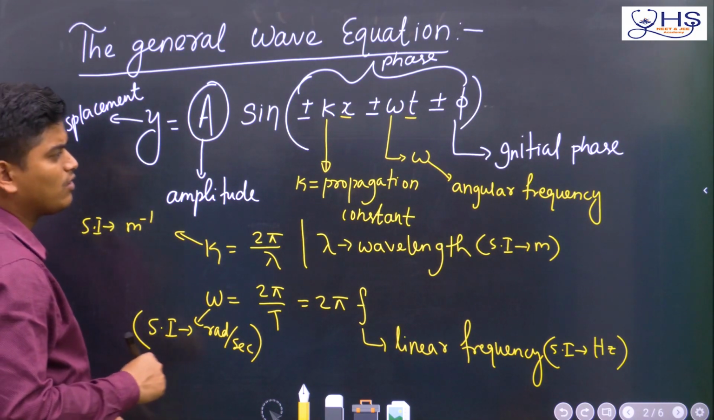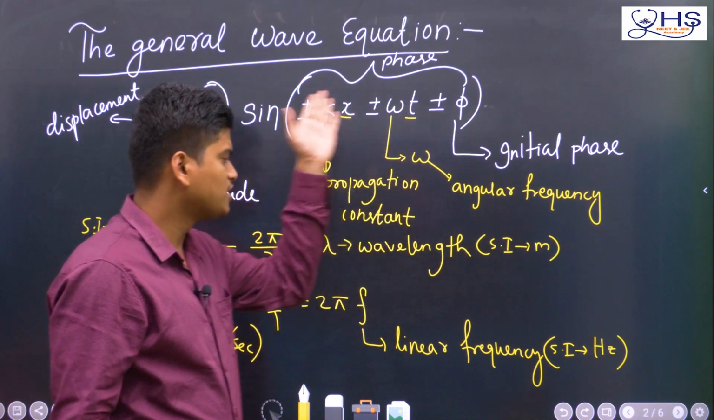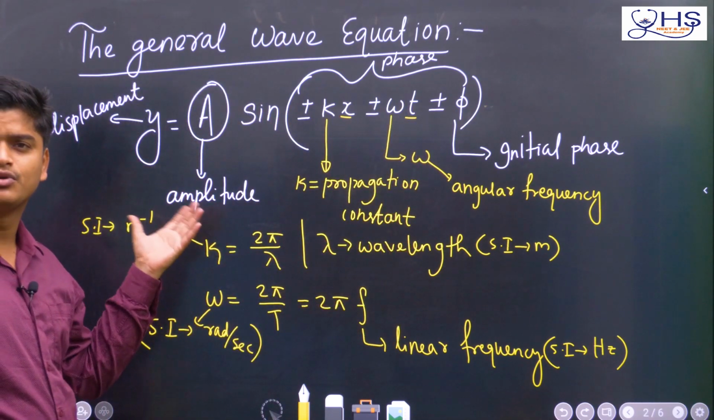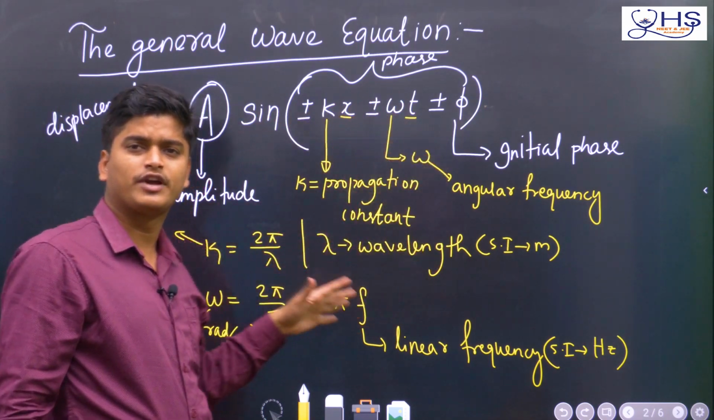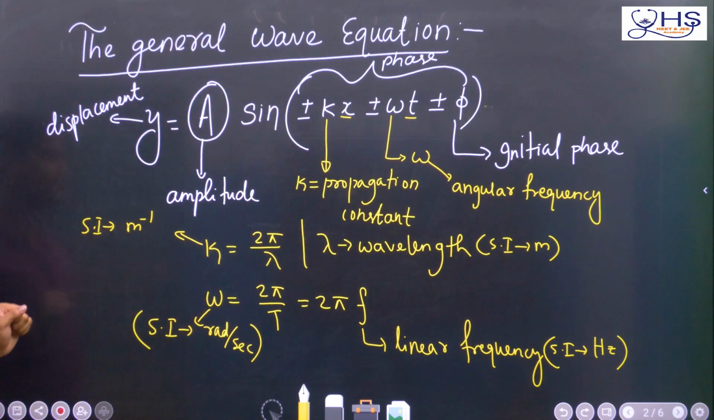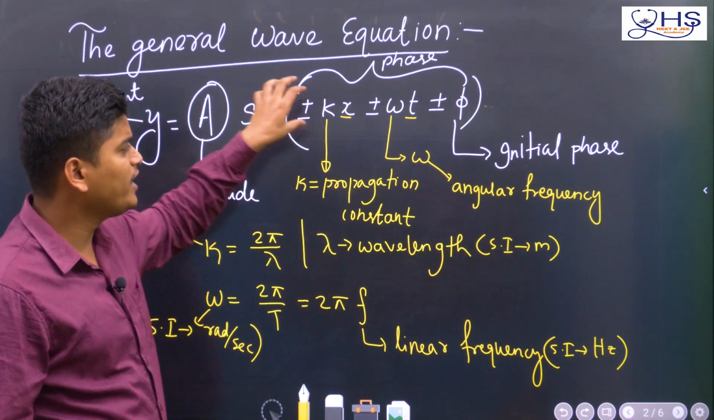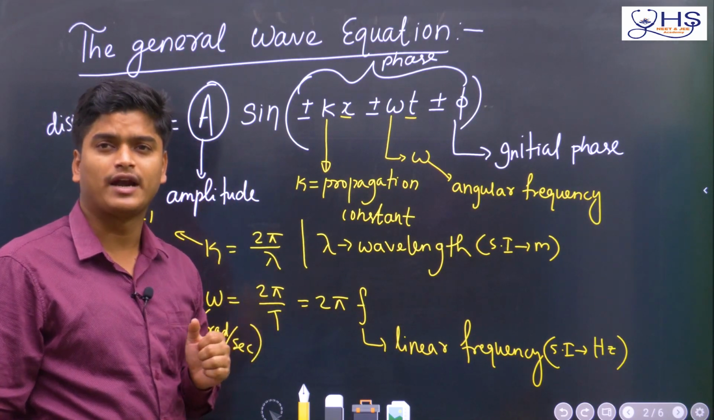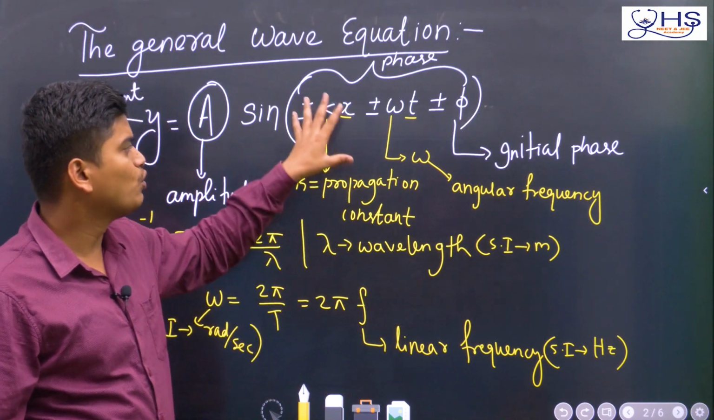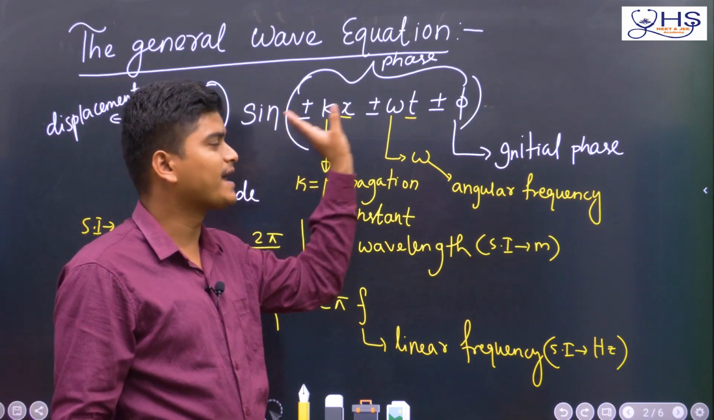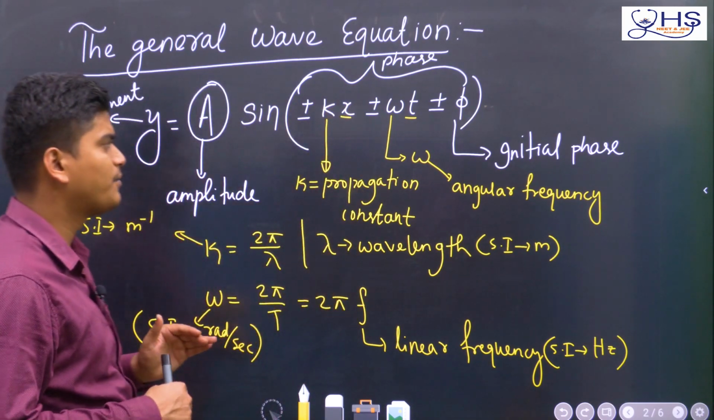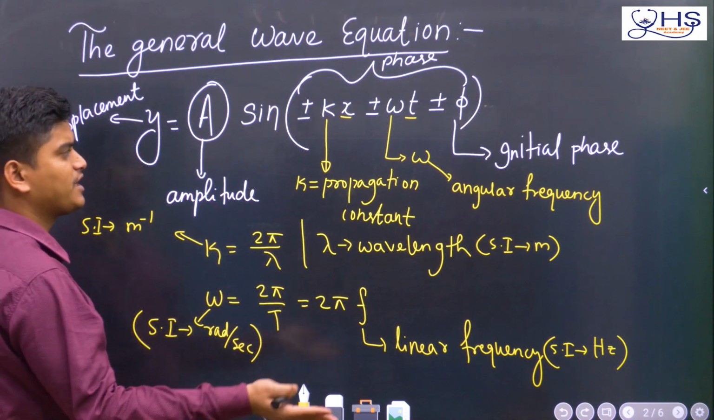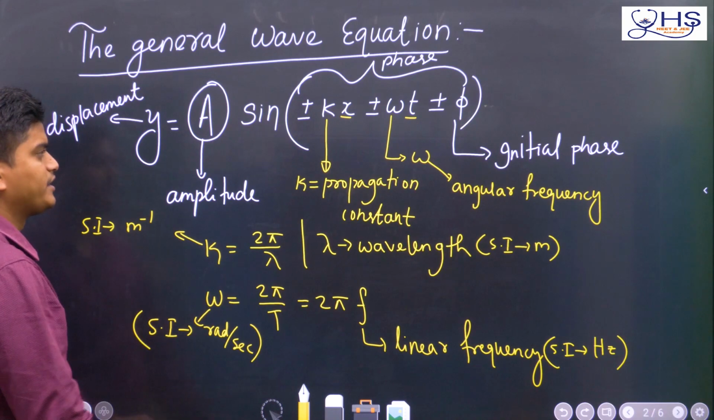So now we understand these quantities: wavelength, frequency, angular frequency, amplitude. If a wave is given like this, you can automatically find these things from the wave equation. Now the question is how to find which direction the wave is traveling. We'll check that in the next slide. We'll check the sign of kx and omega t, and identify in which direction the wave is traveling, either positive x direction or negative x direction.